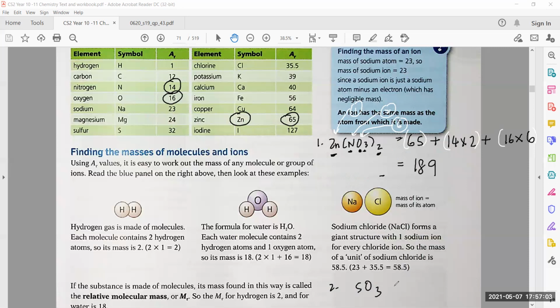All right, now this one, sulfur trioxide. Sulfur is 32. Plus oxygen. Oxygen again is 16, but there are 3 oxygen, so 16 times 3. So 32 plus 16 times 3, you get 80.